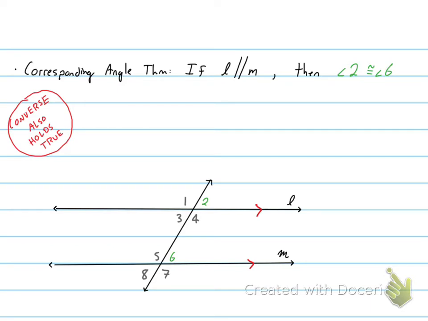So notice how we have a conditional statement there, or an if-then statement. If I switch the hypothesis and conclusion and say if angle 2 is congruent to angle 6, then I can conclude that lines L and M are parallel. So if I can show that one of those parallel angle pairs are congruent or supplementary, then I could go the other way and say that those lines are parallel.